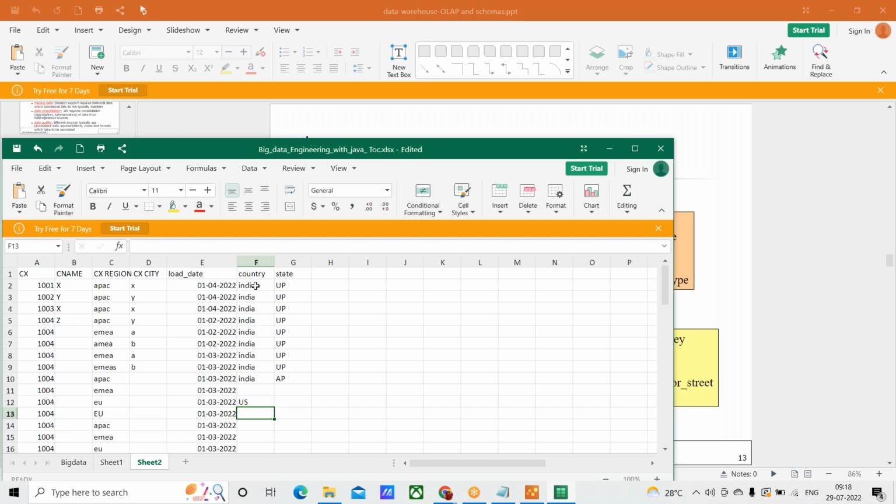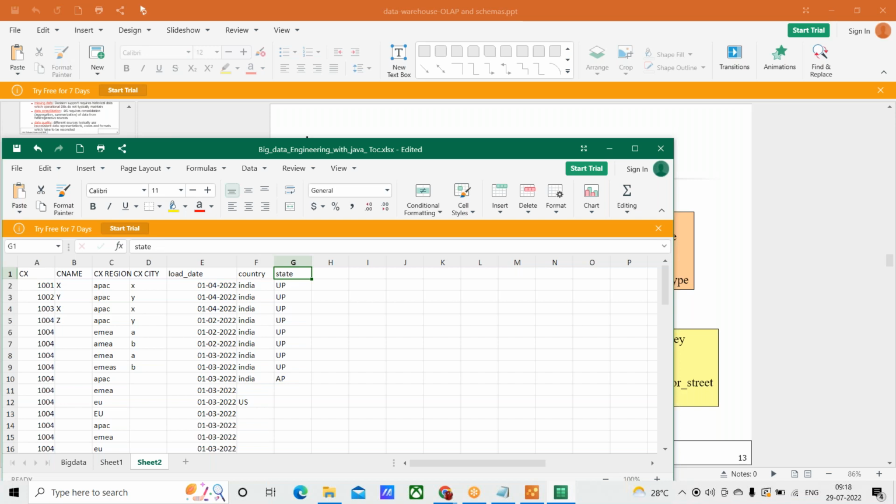Okay. So, and similarly, let's say UP is the state. UP has some 10 million records. All 10 million records will have UP as the state. So this is called redundancy. Redundancy means duplication of the data. If we have the data in denormalized form, denormalized means the data present in the same table, all columns put together.